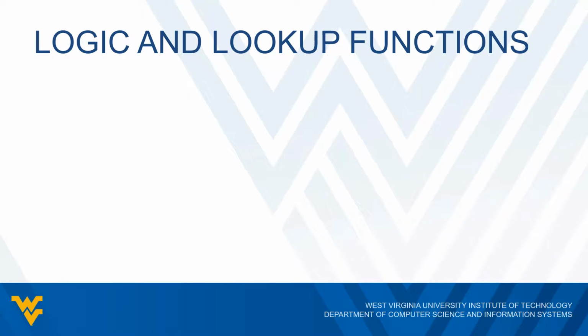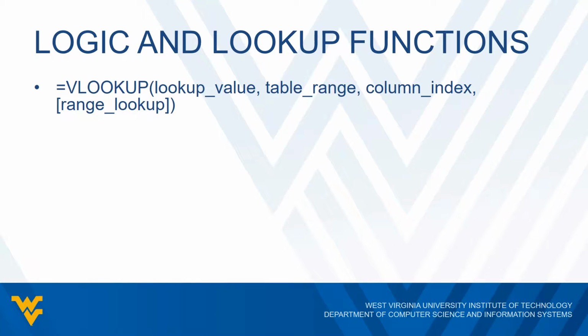The next function we're going to take a look at is a little bit more involved, so we need to take a couple of minutes to explain this. This is called the VLOOKUP function. There are three main arguments and a fourth optional argument. So the idea with this is that we're going to have some table. So that's going to be our second argument.